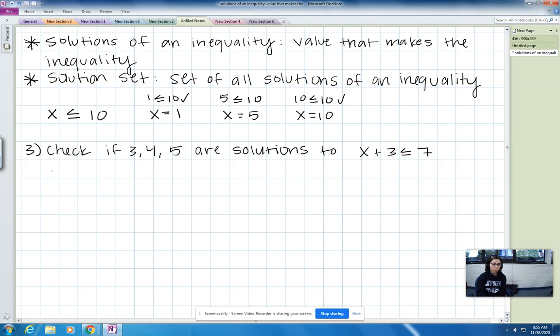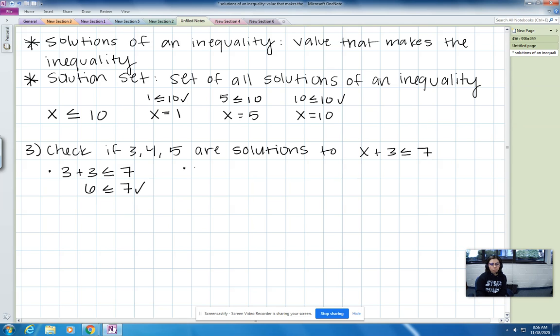So here's our first one, 3. So we put a 3 where x goes. 3 plus 3 is less than or equal to 7. 3 plus 3 is 6. Is 6 less than or equal to 7? Yes, it is. 6 is less than 7. That means it works out. 3 is a solution.